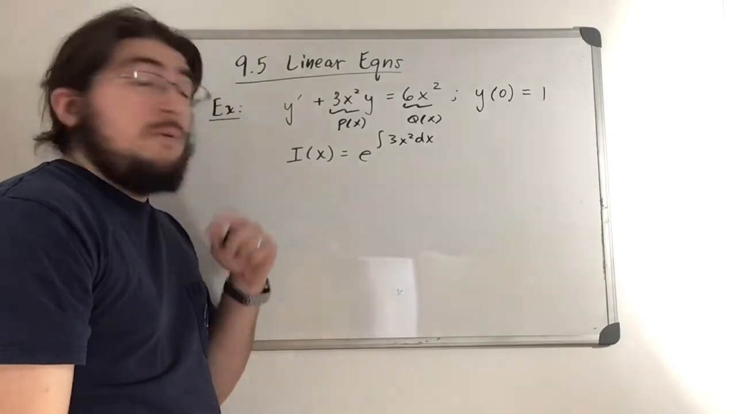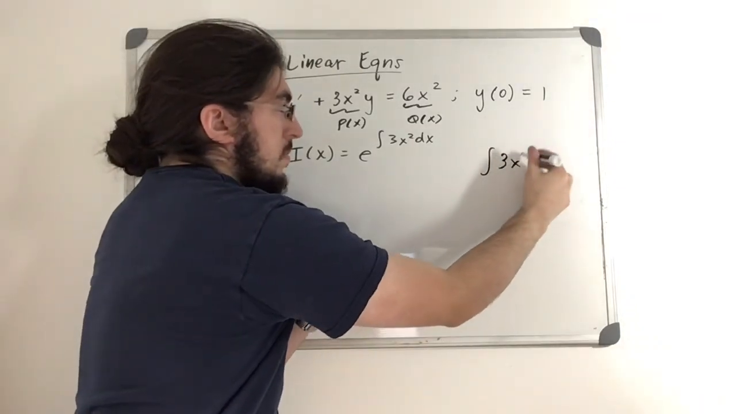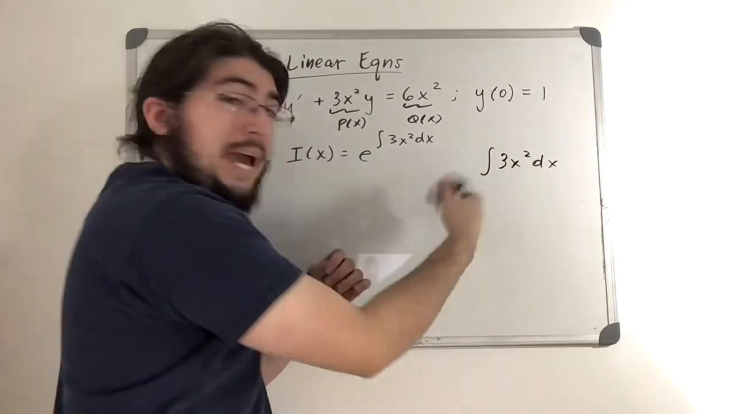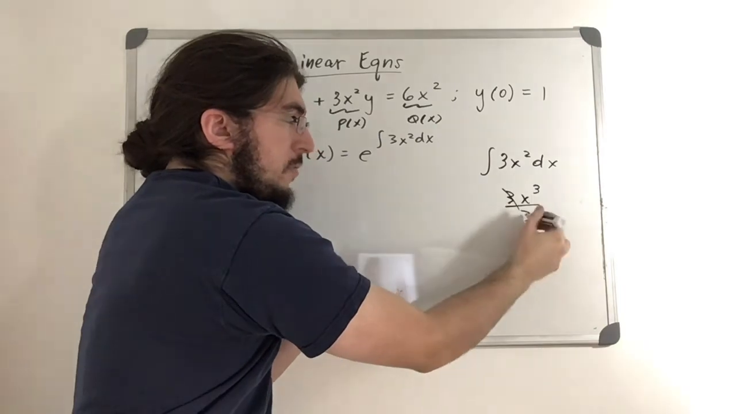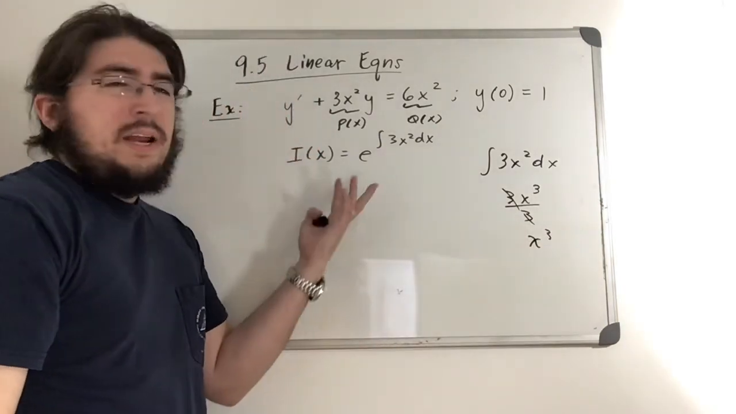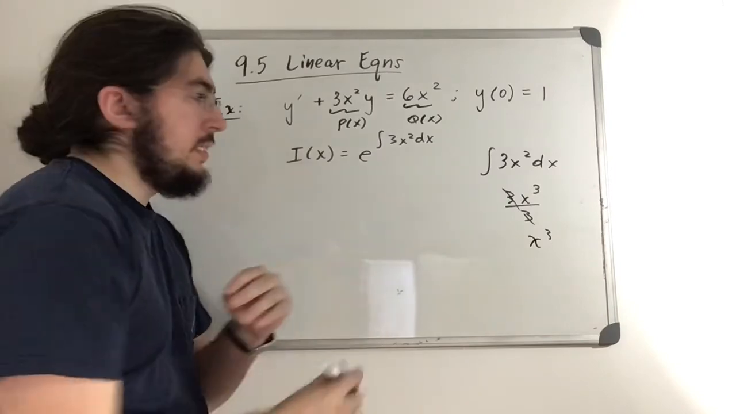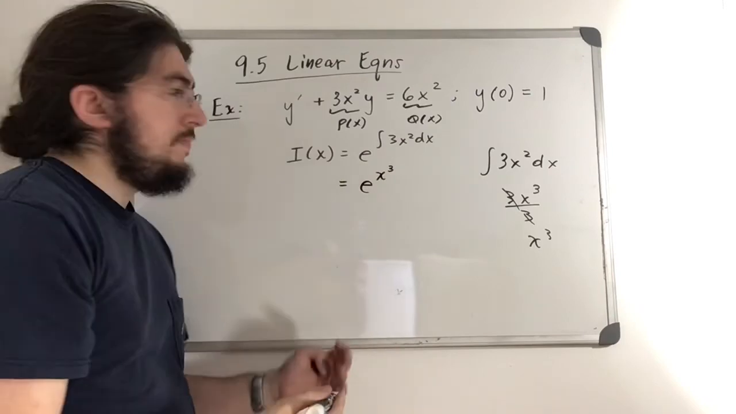Okay. Now, antiderivative of 3x squared is, well, let's see. You just add 1 to the power and divide by that power. So it's 3x to the third divided by 3. So it's just x to the third. And again, it would be plus c, but for the integrating factor, we don't care about the plus c part of it. So it's just e to the x cubed. So we'll leave it like that.